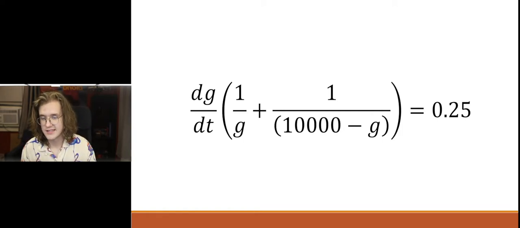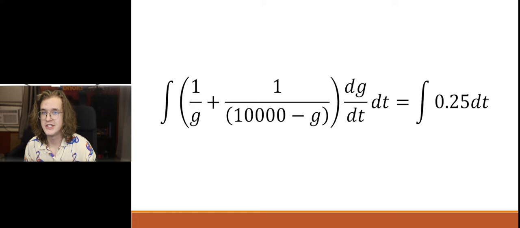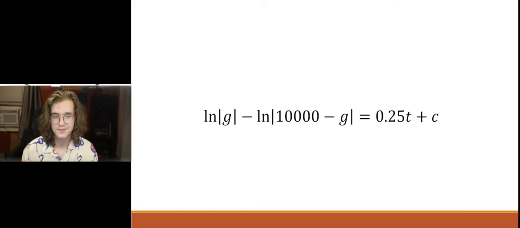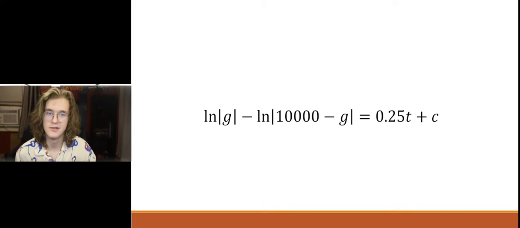So now we can just integrate each side. We know the 1 over g and the 1 over 10,000 minus g are just going to be natural log functions, ln. And we're taking the integral with respect to t, so dt. So then we're left with this, ln of g minus ln of 10,000 minus g equals 0.25t plus c. I just took the c from the left side and moved it onto the right side, just to combine them together so we're just messing with one c at that point.